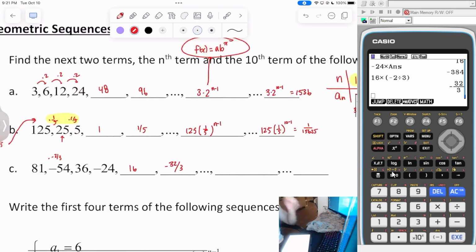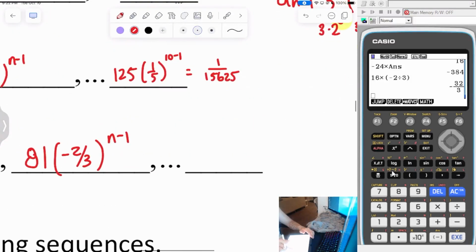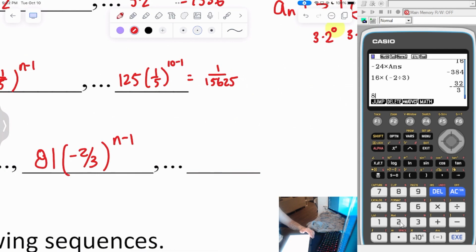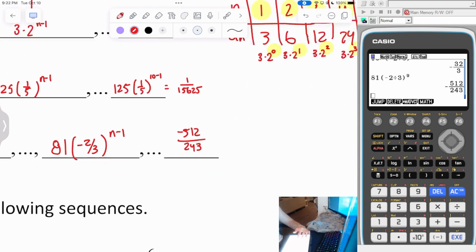So now that I figured out the next two terms, let's write an equation that finds us the nth term. In this case, I'm going to use the first number of my sequence, as well as a ratio that I'm multiplying by each time, which is negative 2/3 to the power of n minus 1. Now let's plug in 10 for n and find the 10th term of the sequence. 81 times negative 2/3 to the power of 9. So I get a really weird decimal number. I probably wouldn't write that down. Let's see what it looks like as a fraction. See if it's nice, and it is pretty nice. Negative 512 over 243.